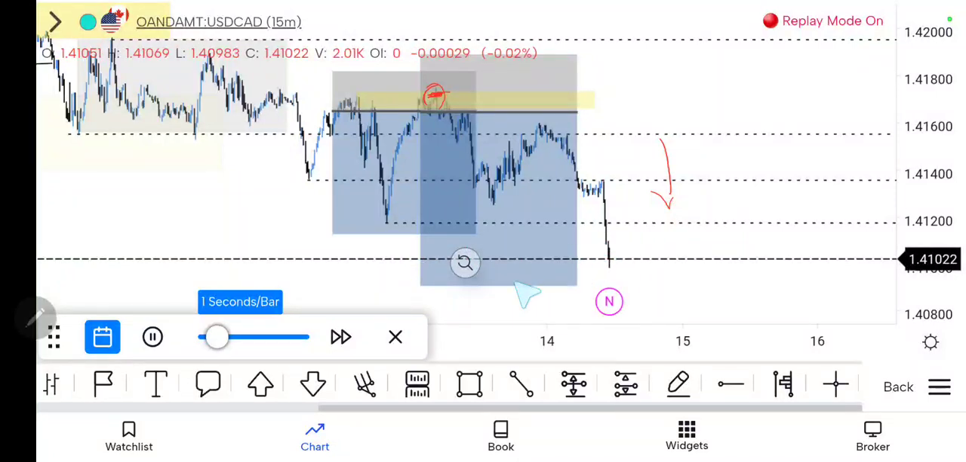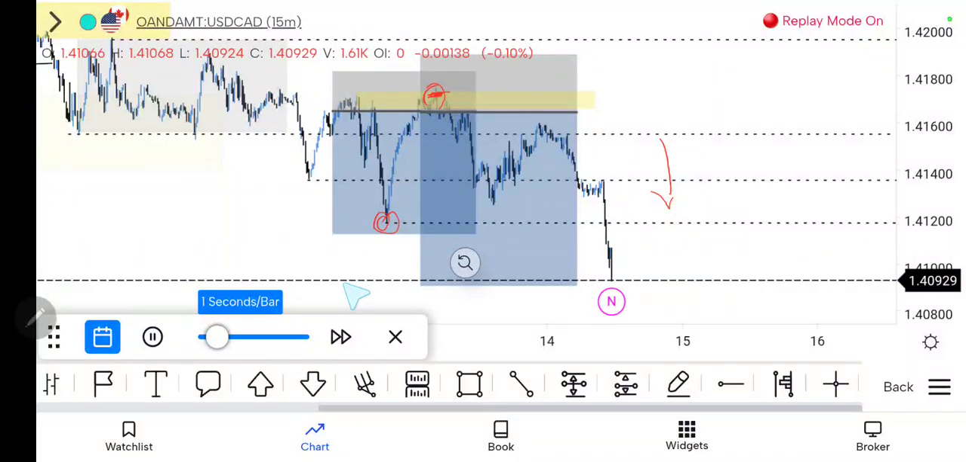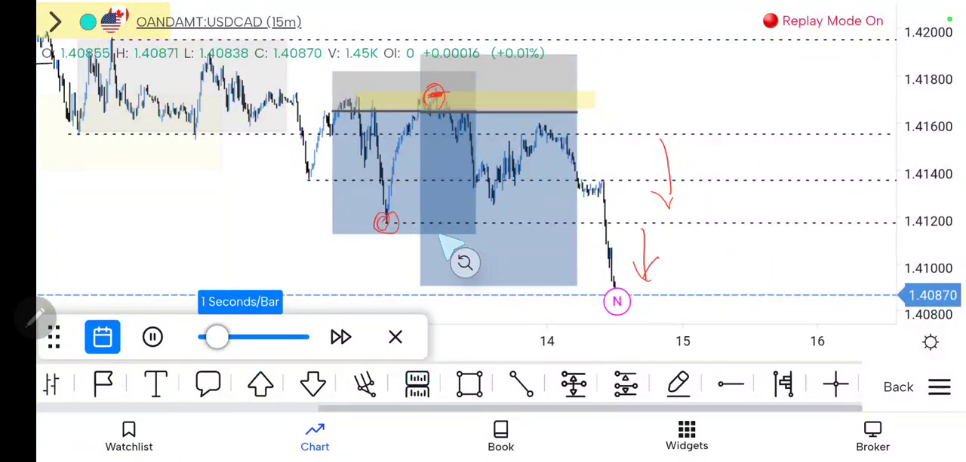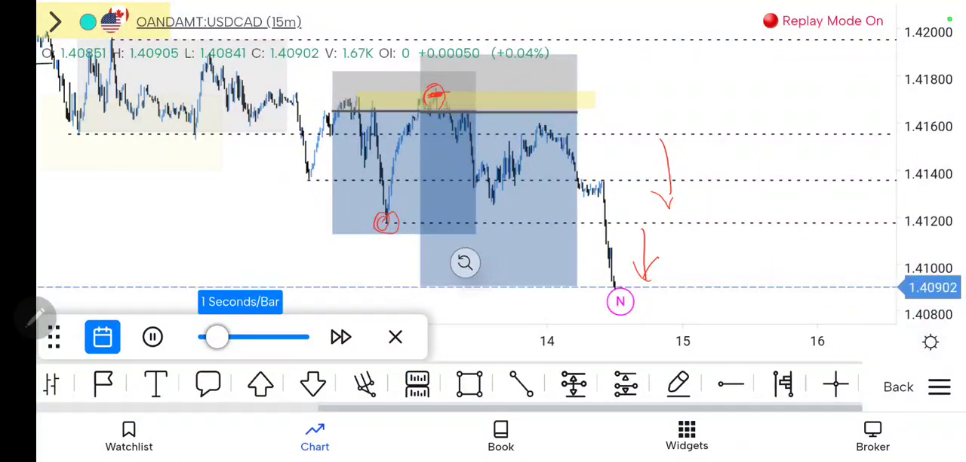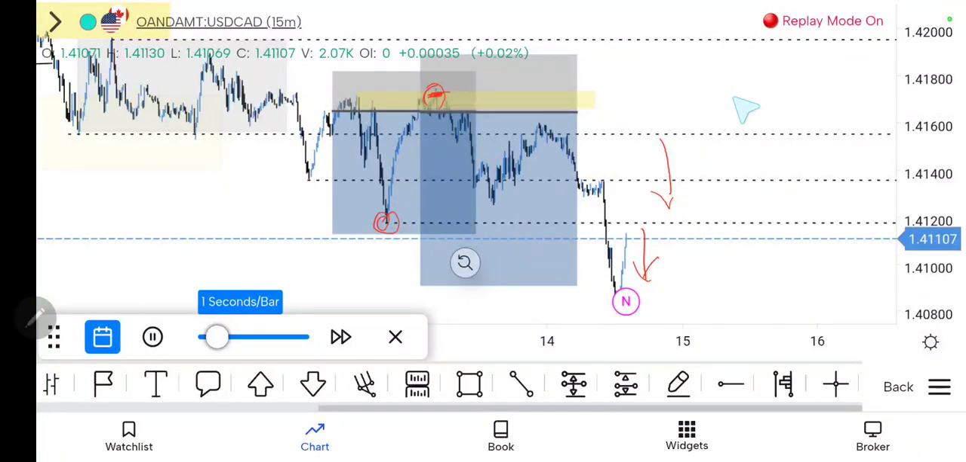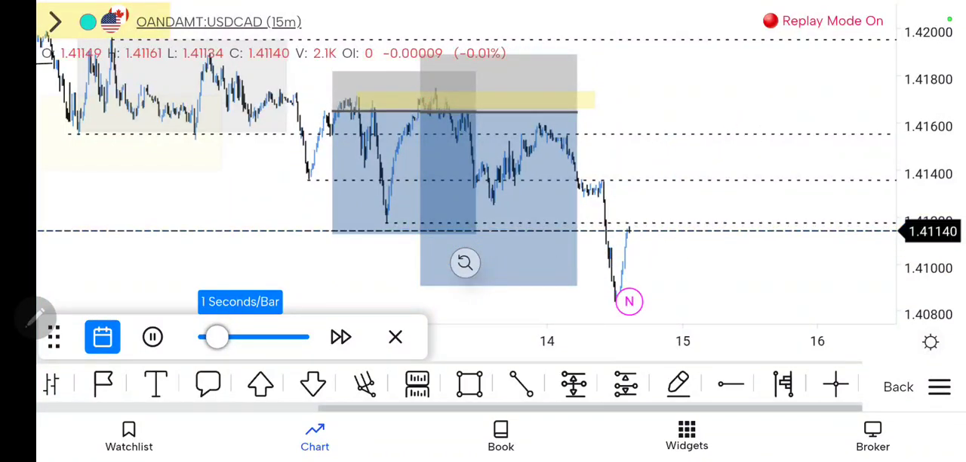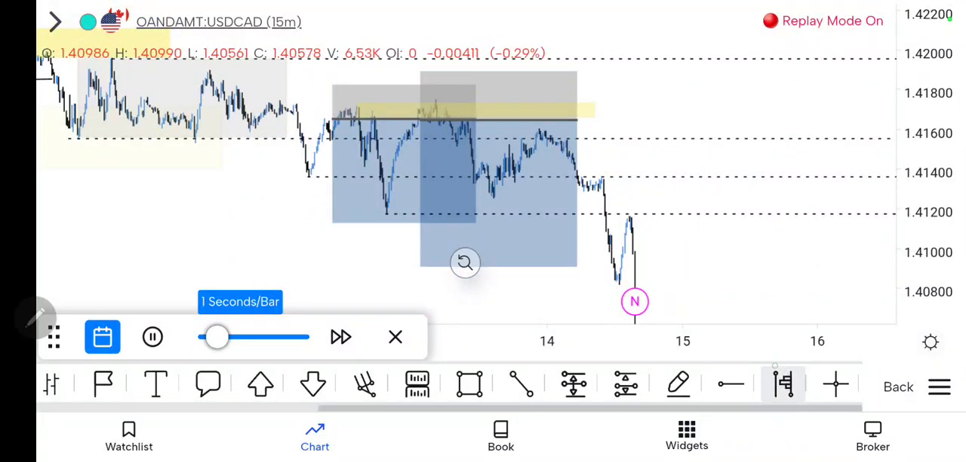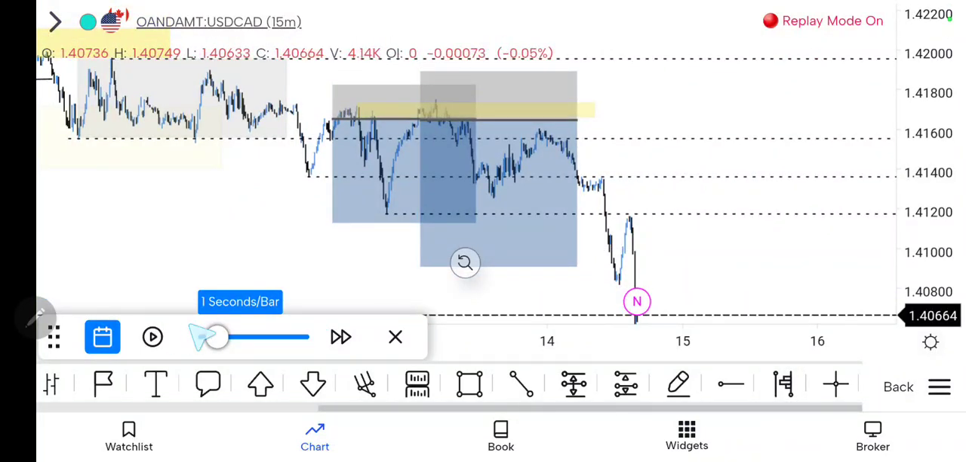Okay, so we get this sweet move and then we finally break this level, and as you can see we head straight to TP. So here you have your two trades, and still you go ahead and do the same thing we've been doing. So what are we going to do? You mark your level.